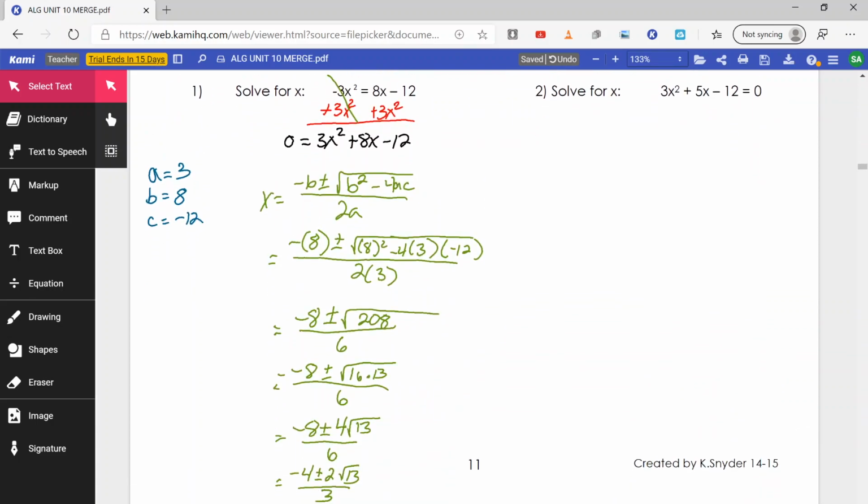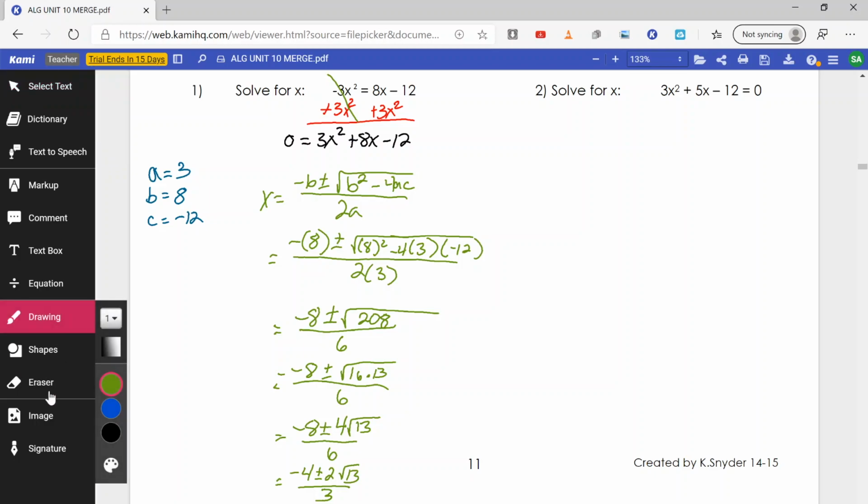And we get to do the same thing for number 2. Solve for x. We have 3x squared plus 5x minus 12 equals 0. So first things first, is our problem in the correct format? And the answer is yes. It is in standard form, highest exponent to lowest. We are equal to 0. So all I have to do here is state the values for a, b, and c. So a is going to be 3, b is 5, c is negative 12.